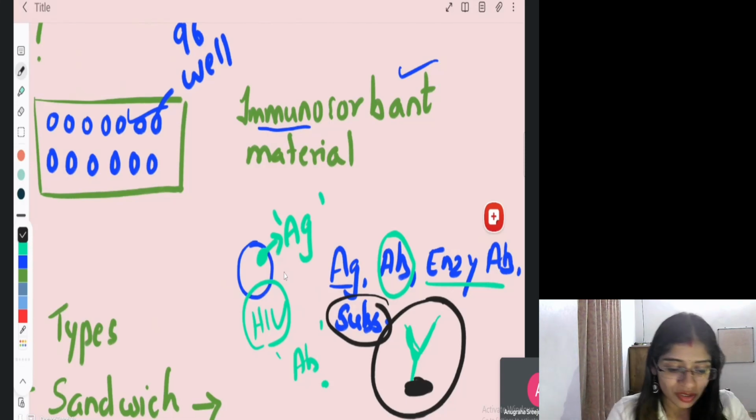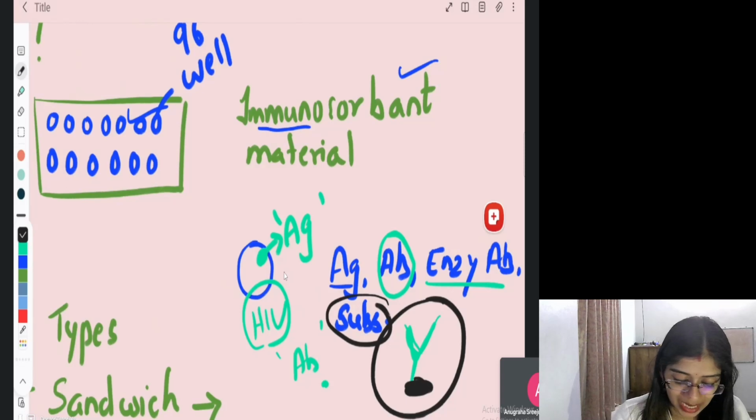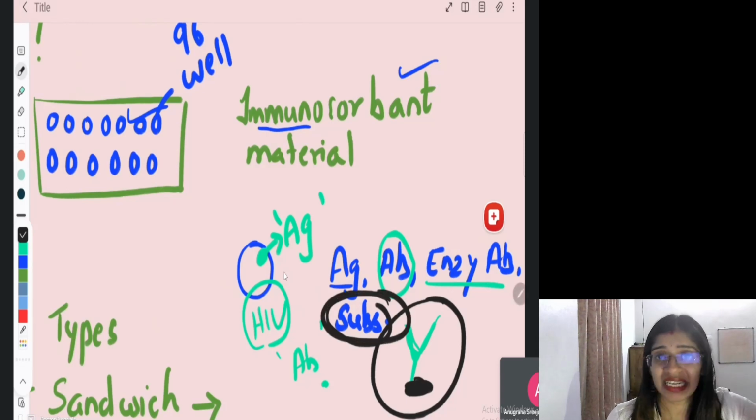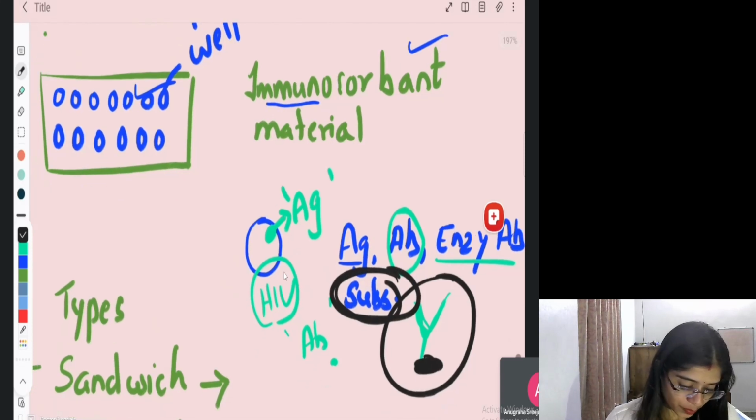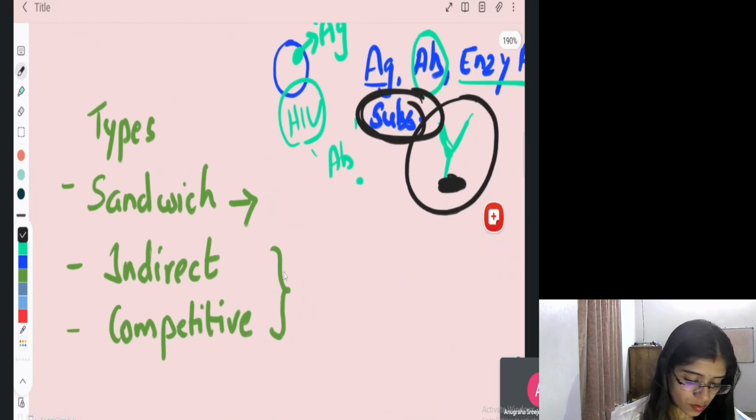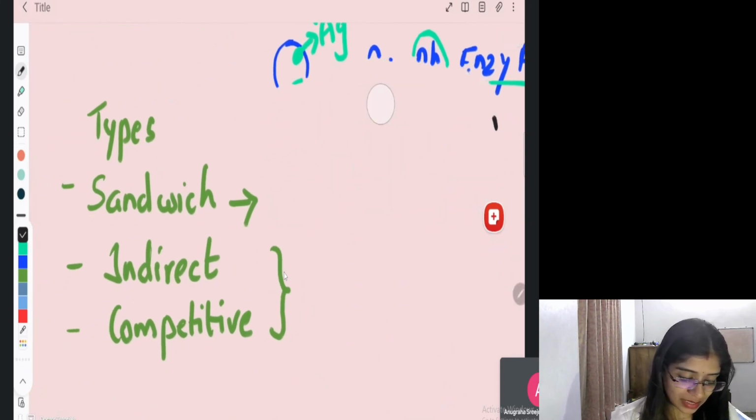This concept understood. The rest, forget. What is substrate, guys? If it is broken down by an enzyme, it produces color. This concept understood. Oh, very good. Now we'll move on with ELISA.